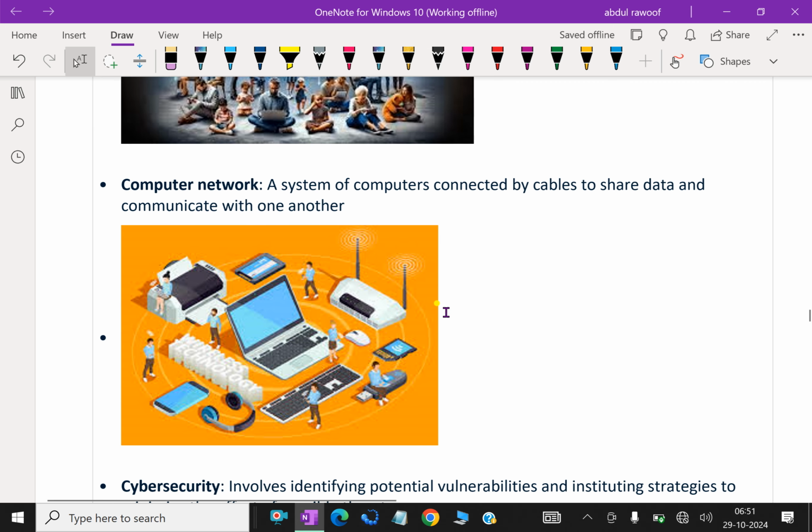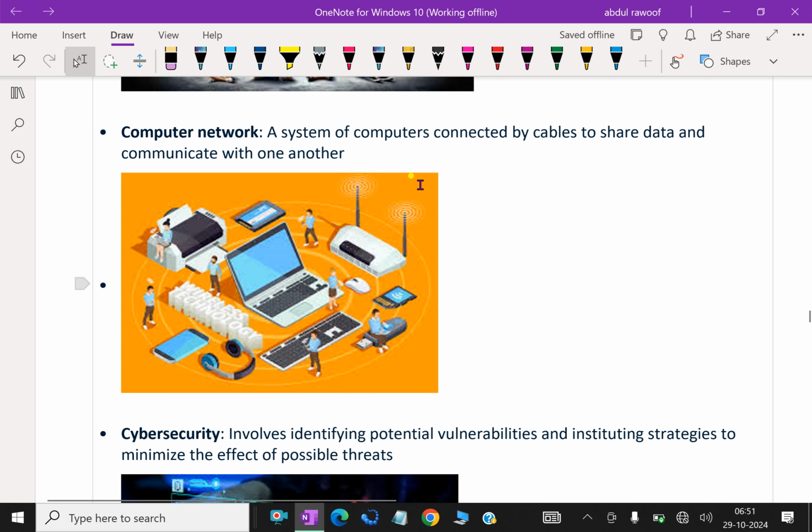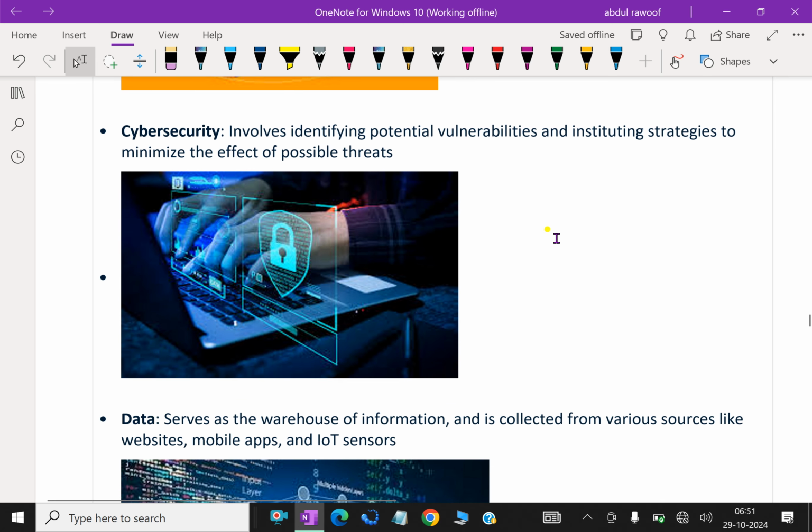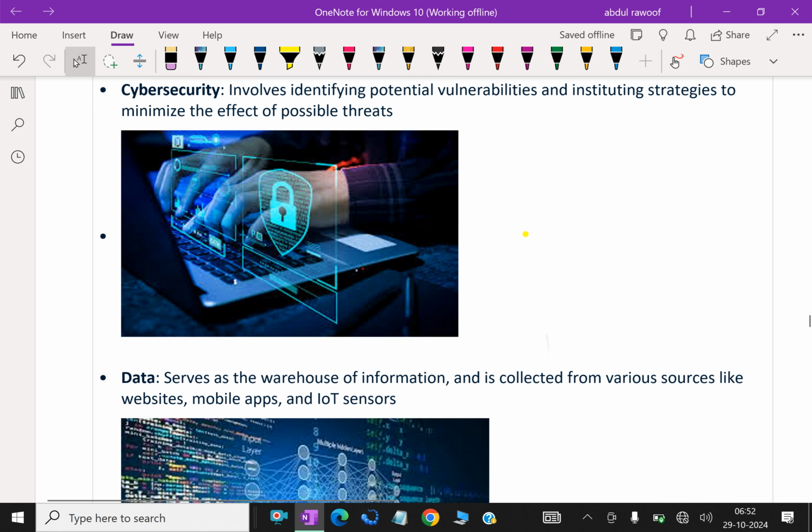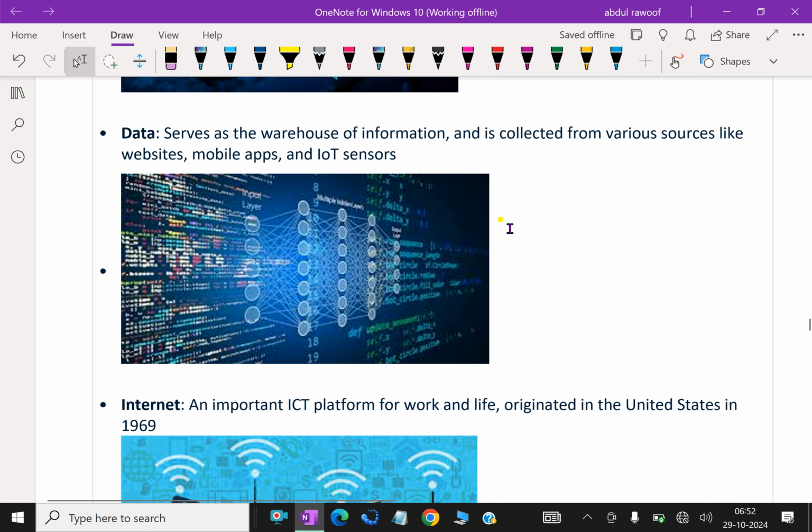Computer network. What does it mean? A system of computers connected by cables to share data and communicate with one another. This is networking. Cybersecurity involves identifying potential vulnerabilities and instituting strategies to minimize the effect of possible threats. Data serves as the warehouse of information and is collected from various sources like websites, mobile apps, and IoT sensors.